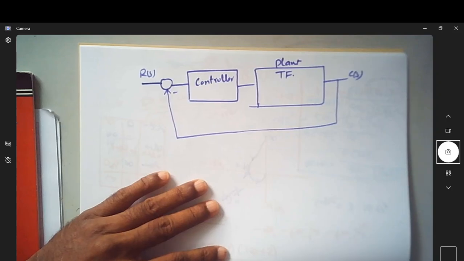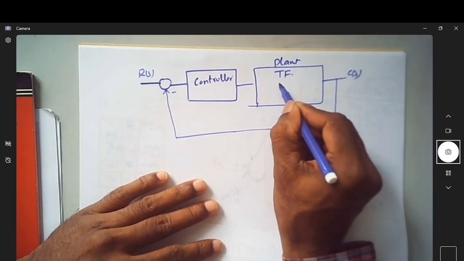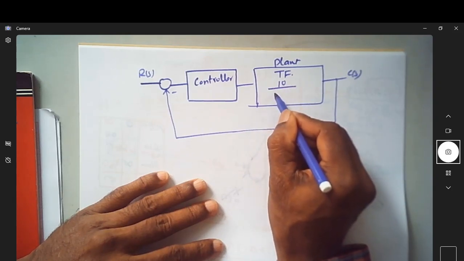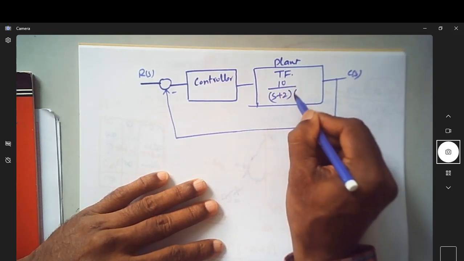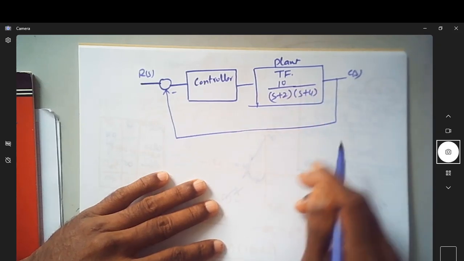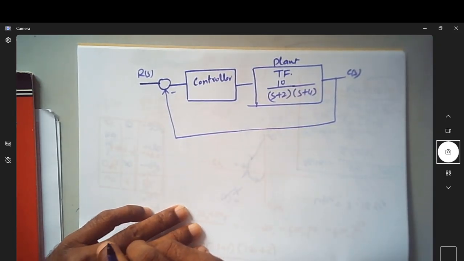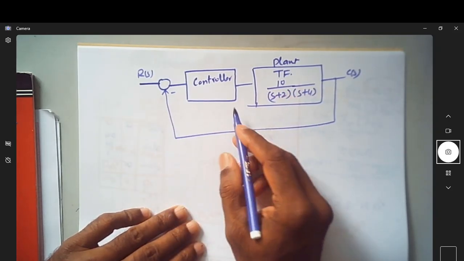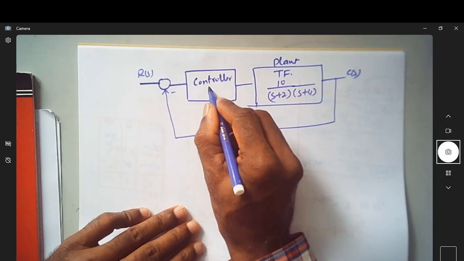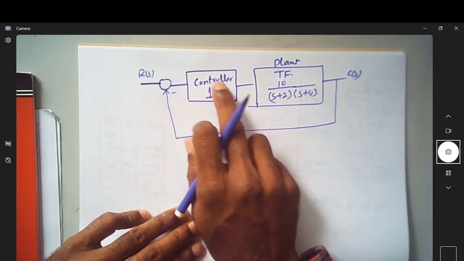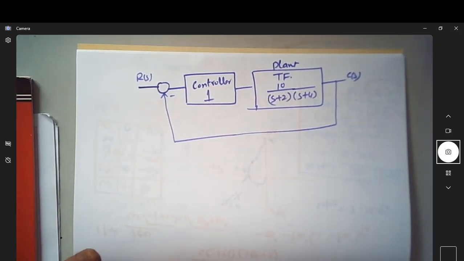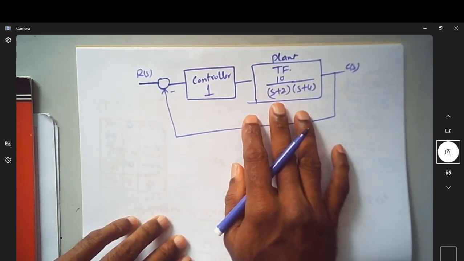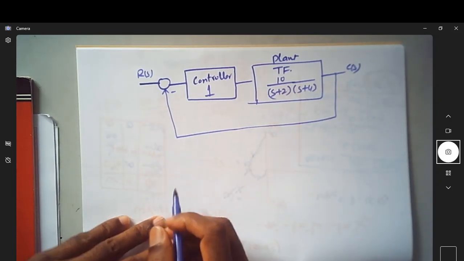So now let us start with a transfer function whose G(s) is something like 10 by (s plus 2) and (s plus 4). So this is the plant what we are having, a transfer function this, and we are having H(s) as 1. So let us not consider the controller for the time being. So let us consider this block is represented by 1, meaning there is no controller in place. So let us try to find what are the time responses and steady state error of this particular system.